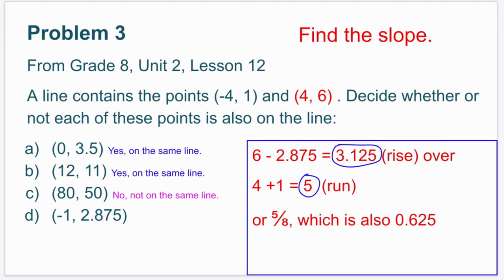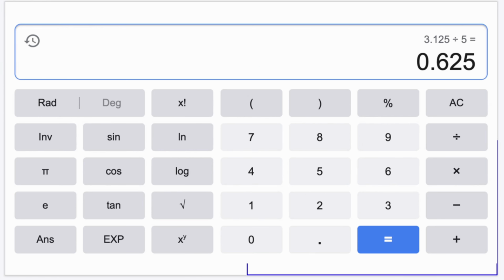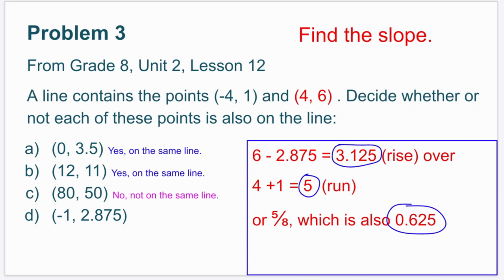3 and 125 thousandths over 5, or 3 and 125 thousandths divided by 5, equals 625 thousandths, or 0.625, which is equivalent. It has the same slope. Yes, the coordinates negative 1 and 2 and 875 thousandths would be on the same line.